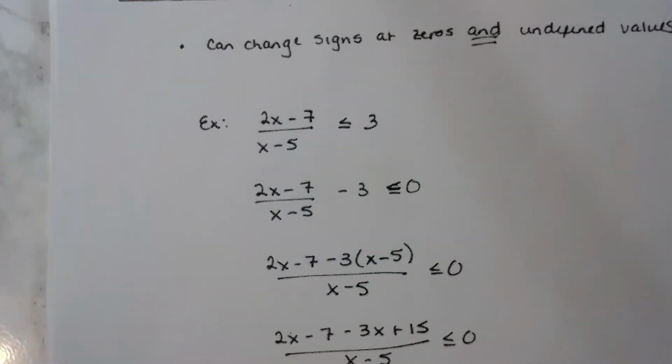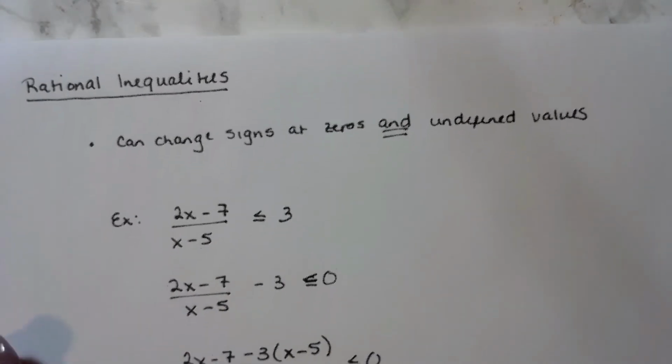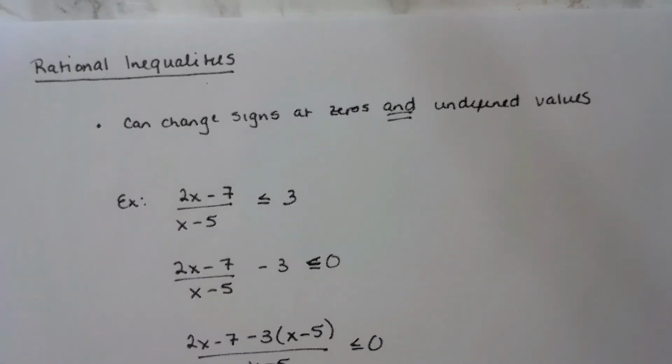Then we've got the rational inequality. So we talked about the polynomial inequalities. Now we're going to talk about the rational inequalities, because a lot of our functions come in the form of a rational expression, a rational equation. So we can also have rational inequalities. And that's just some numerator over some denominator, where the numerator and denominator are polynomials, right?